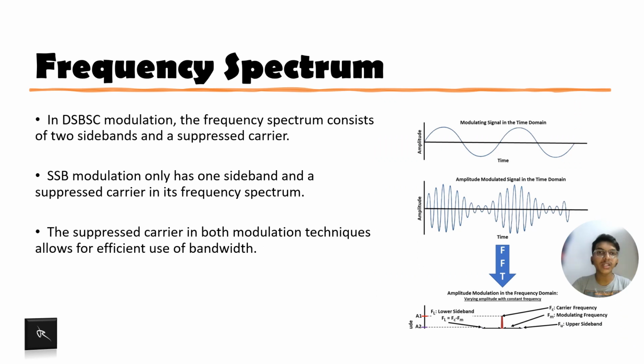Now let us know about the frequency spectrum in DSBSC and SSB modulation. In DSBSC modulation, the frequency spectrum consists of two sidebands and a suppressed carrier. SSB modulation only has one sideband and a suppressed carrier in its frequency spectrum. The suppressed carrier in both modulation techniques allows for efficient use of bandwidth.